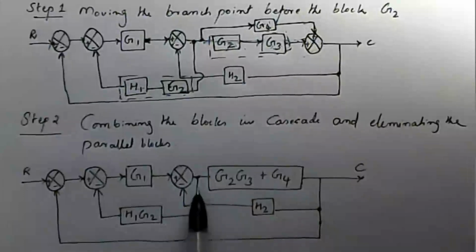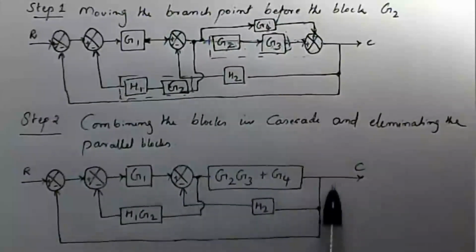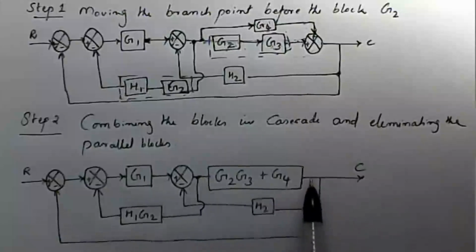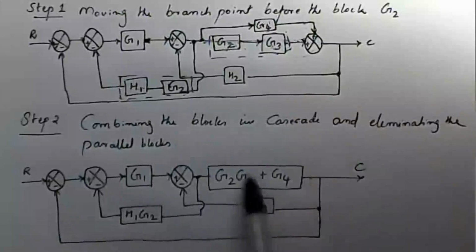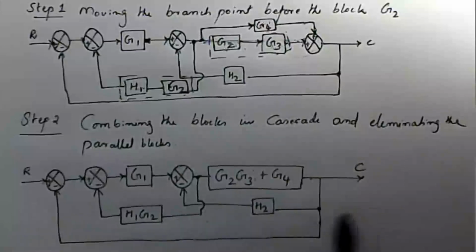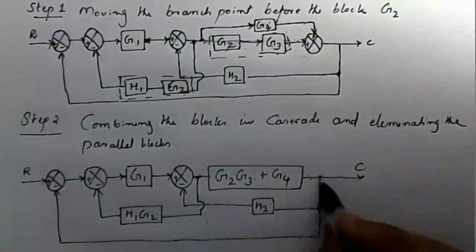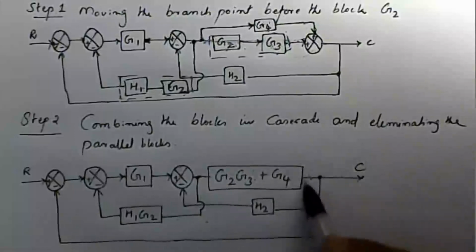Then the third step. I am also trying to move this takeoff point after the block. Moving this takeoff point after the block means the inverse of this block is added in this feedback path, that is 1 divided by G2 into G3 plus G4. Then this is also a takeoff point. We can draw this takeoff point here or here, anywhere in this place.